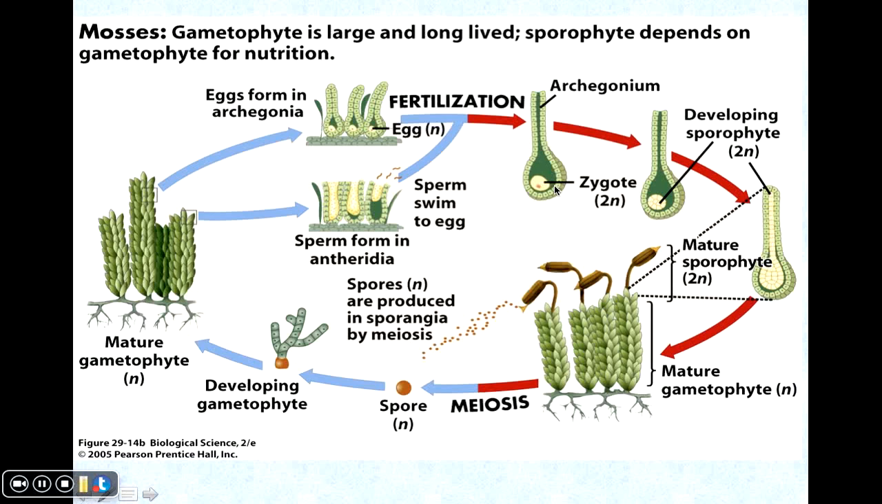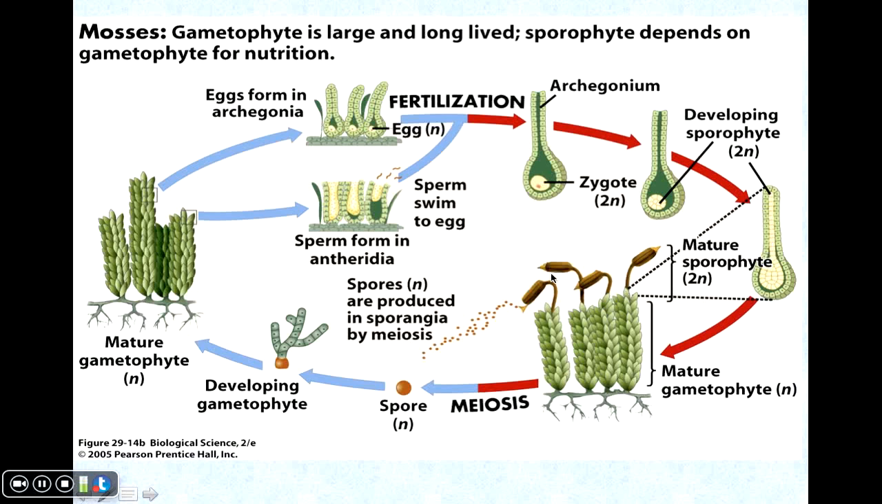When an egg is fertilized, we have a zygote produced. That zygote, which of course is diploid, then develops into a mature sporophyte. This diploid brown structure we see growing on the top of these female gametophytes that were previously fertilized.